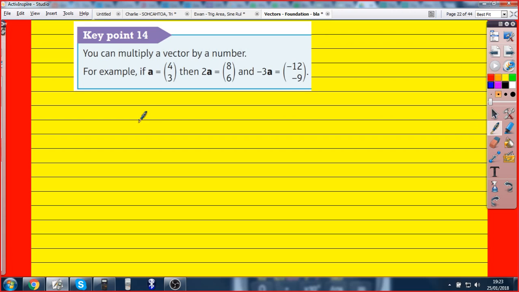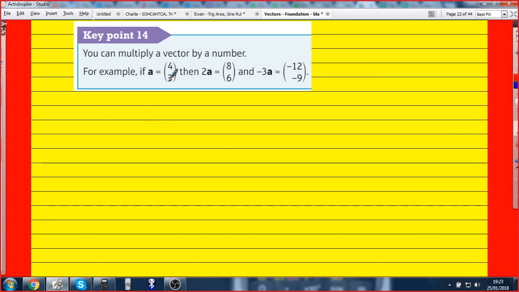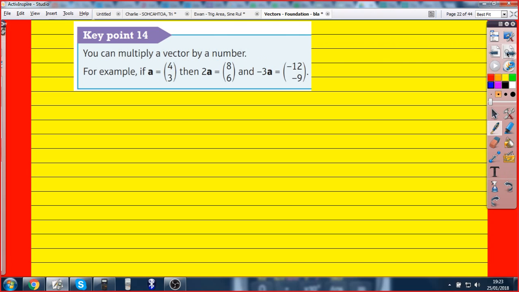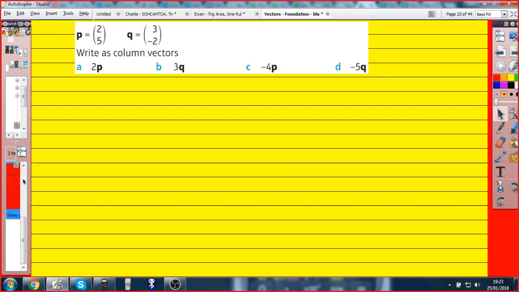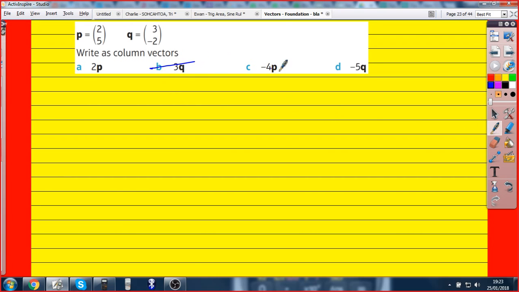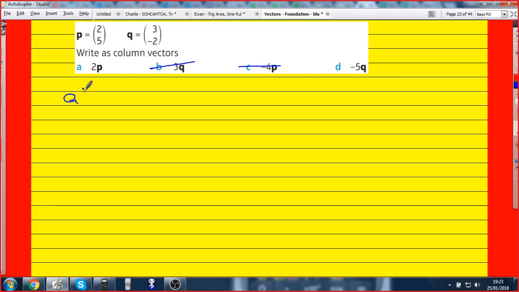So now we'll multiply vectors. A is equal to 4, 3. 2A is just 2 times top, 2 times bottom. Minus 3A, minus 3 times 4, minus 3 times 3. Okay. For these, what is the first one? What is the last one? So what is 2P? 4, 10. What is the last one? Minus 5Q. Minus 15, 10. Yep. That's it.